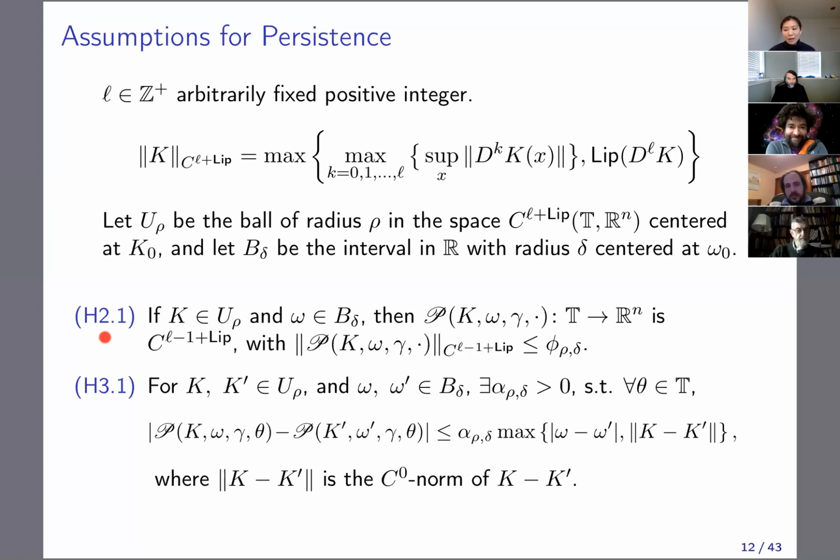Okay, we need another assumption on the perturbation term. H3.1 is basically about calligraphic P being locally Lipschitz in terms of the distance between omega and omega prime, and the C0 difference between K and K prime. I want to emphasize that this K prime is just another trace of K, and omega prime is another trace of omega. It does not mean the derivative.